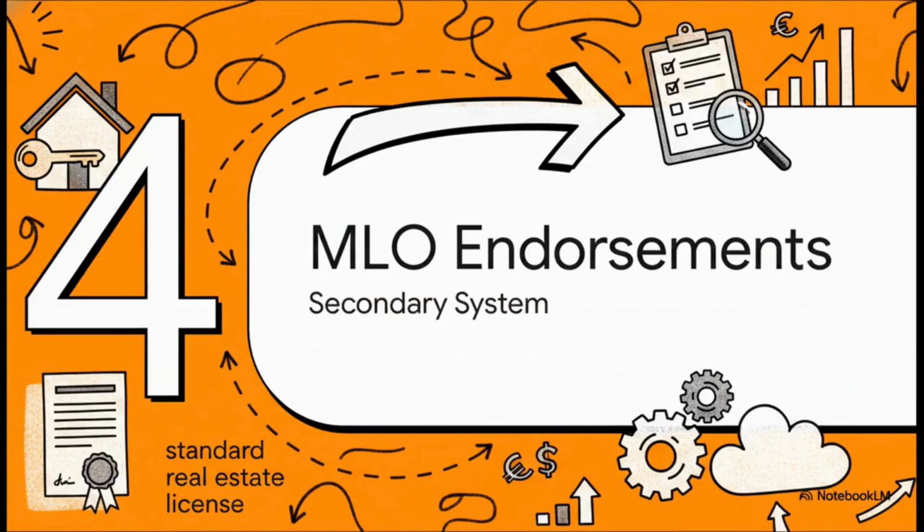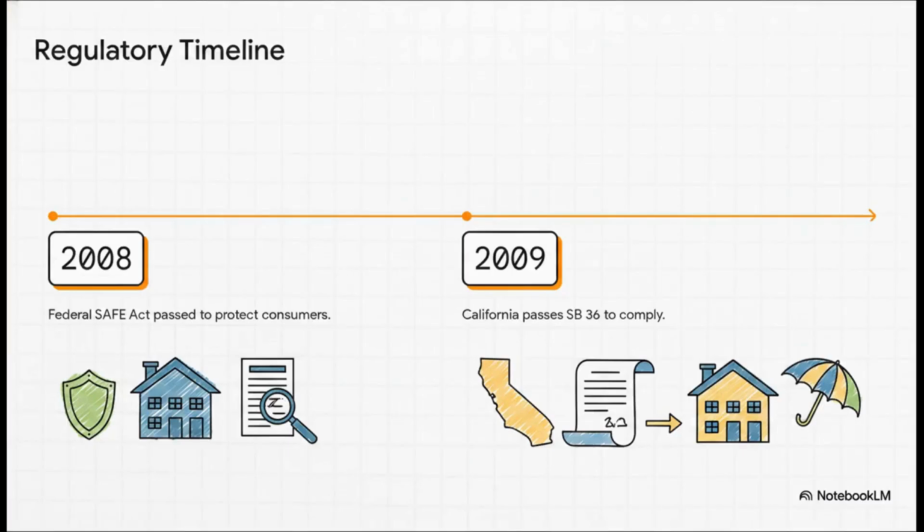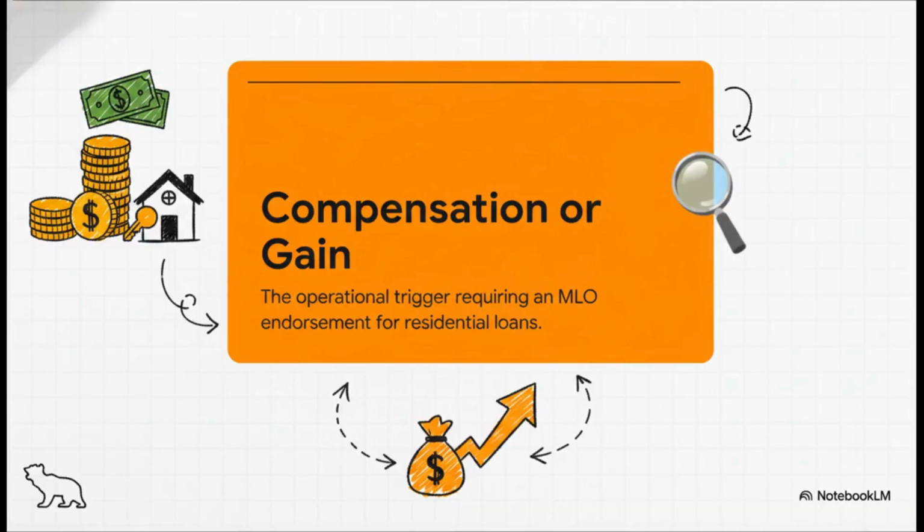Section 4, understanding MLO endorsements. This is where we navigate the secondary system. To understand why the MLO endorsement even exists, we have to look back to 2008. The Federal SAFE Act was passed to protect consumers and severely reduce fraud in mortgage lending. Then, the very next year, California passed Senate Bill 36 to comply with that federal act. Literally overnight, certain real estate professionals dealing with 1 to 4 unit residential properties found themselves under a brand new federal regulatory umbrella. So what actually triggers this?